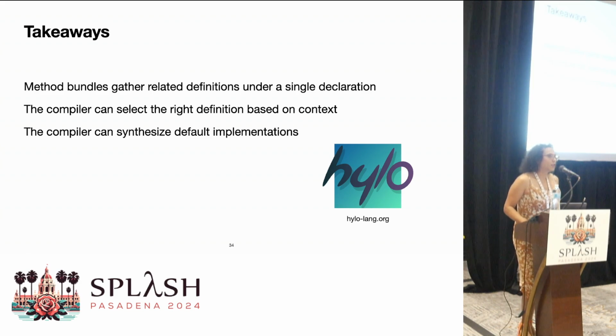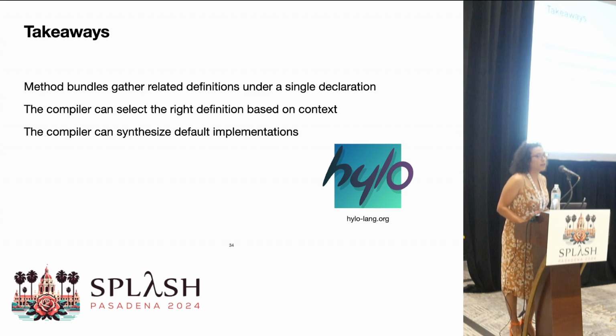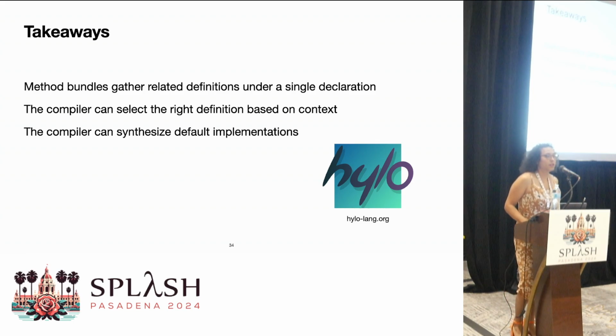Based on this knowledge, the compiler can then select the right implementation, and this is done in Hylo through a data flow analysis at the IR level. Also, the compiler can synthesize missing implementations from the ones that you have, exploiting the relationship that exists between pure functional programming and imperative programming. So the fact that an in-place update corresponds to a functional update. And again, all of that is implemented in Hylo, so please check out Hylo once again.